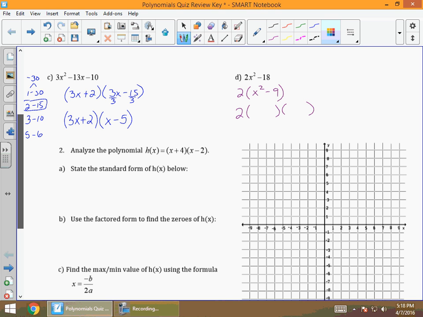So perfect squares factor as follows. The square root of the first thing, so the square root of x squared is x. And the square root of the second thing, the square root of 9 is 3. One gets a plus, one gets a minus. So the complete factorization is 2 times the quantity of x plus 3 times x minus 3. And that is question number 1.